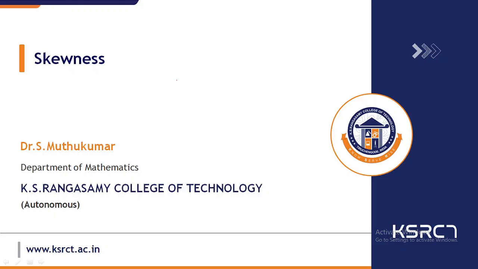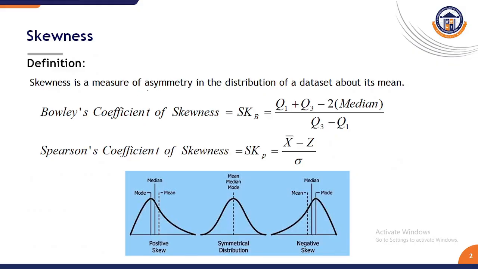In this video, I am going to explain about the skewness. What is meant by skewness? Skewness is a measure of symmetry in the distribution of a data set about its mean. If a data set is perfectly distributed like normal curve, then the skewness is 0. In this case, the measure of central tendency values median, mean and mode are almost equal.